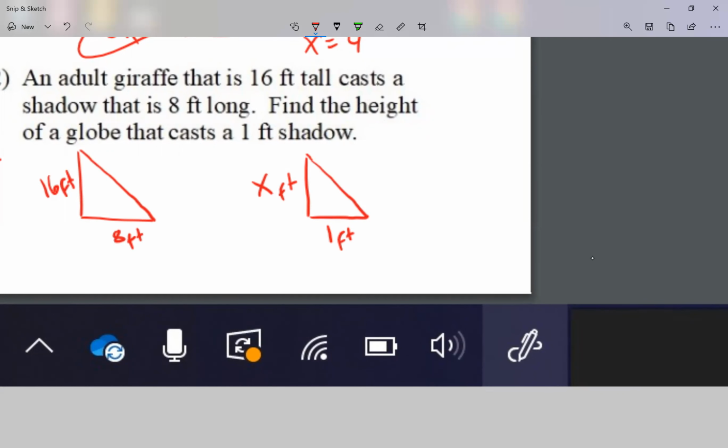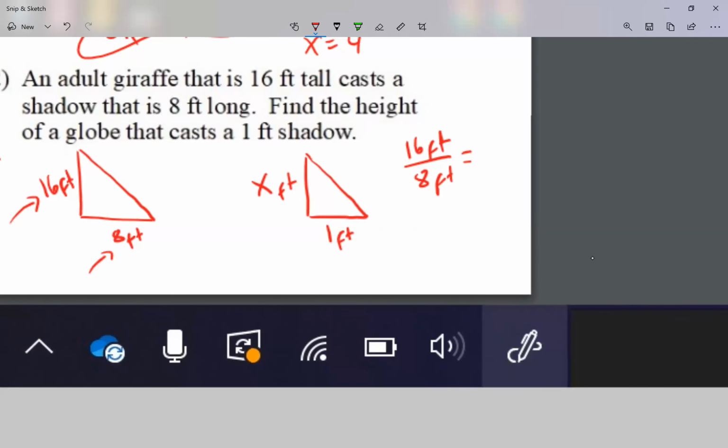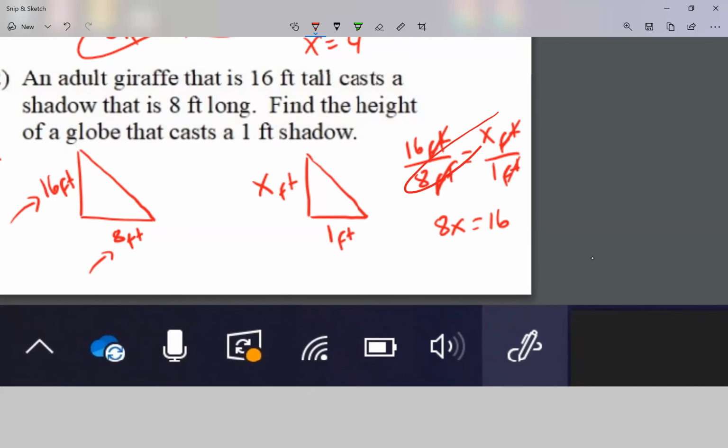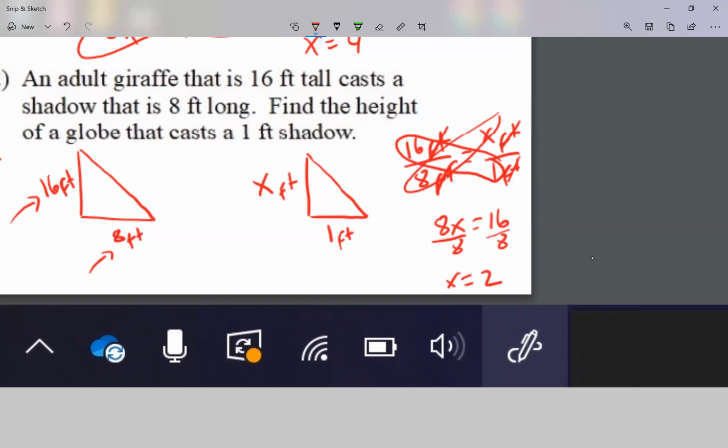Based on the first triangle, I'm going to write 16 feet over 8 feet. Notice I went height over shadow. Based on the second triangle, let me go X feet over 1 foot. Feet cancel all the way across. Now when I cross multiply, I get 8 times X is equal to 16. Let me divide by 8. So X is equal to 2. So the height of the globe will be 2 feet.